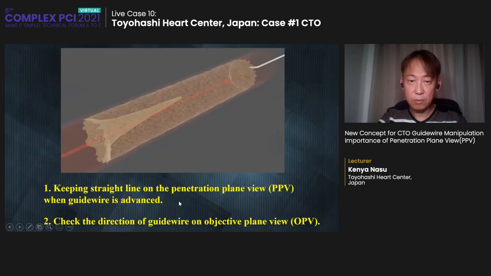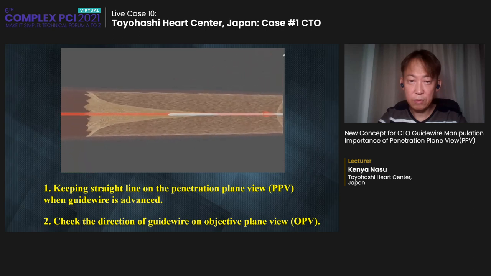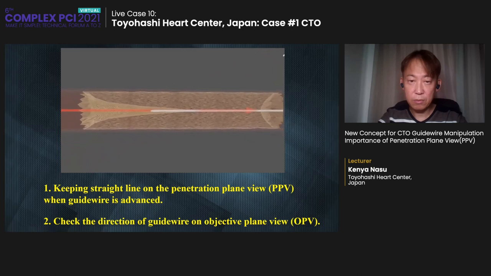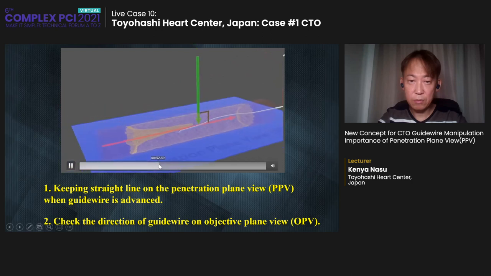In this animation, we show the wire manipulation in the penetration plane view. We can insert the wire and the microcatheter into the CTO segment like this, keeping the straight line of the penetration plane view like this. Then check the direction of the guide wire in the objective plane view here.